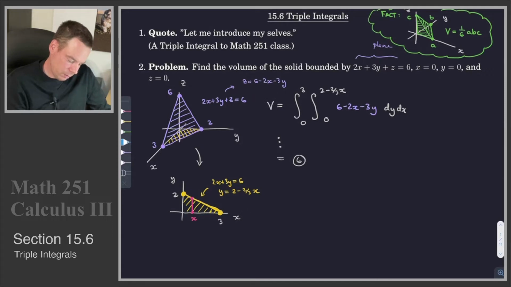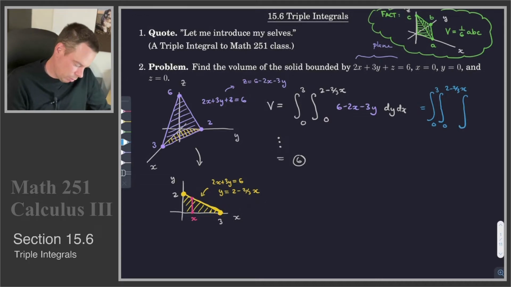The other reason I wanted to do this example is because we could look at this as a triple integral. So it's not going to help us compute it, but it will help us think about where triple integrals can come from. So I'm going to write this first integral down, still 0 to 3. I'll write the second integral down, still 0 to 2 minus 2/3 x. And then I'm going to write down this third integral.